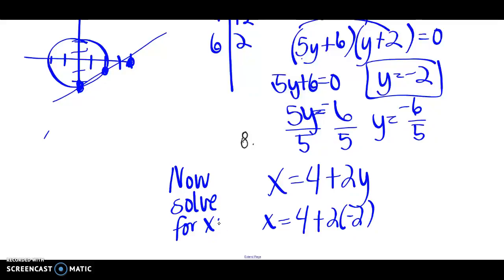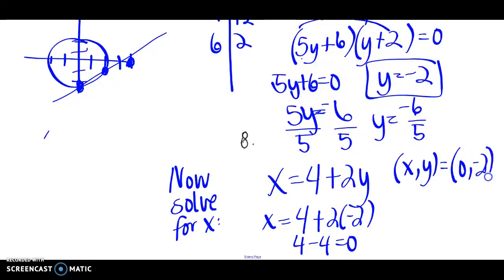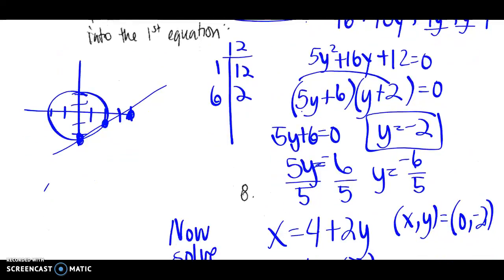So you just have to solve for the x coordinate. So this would be 4 minus 4, which is 0. So one point where they intersect would be 0, negative 2. And graphically, that's this point right here. Really bad graph, but hopefully you get the idea.